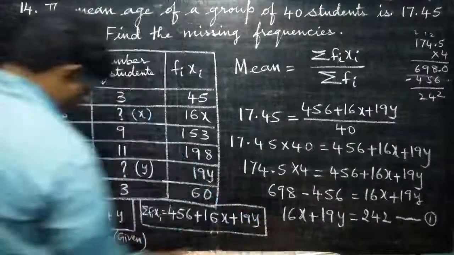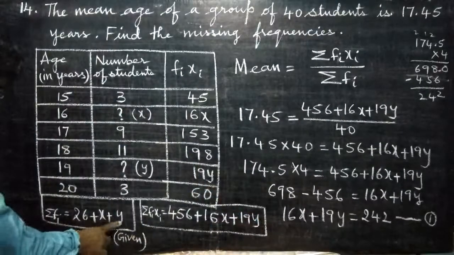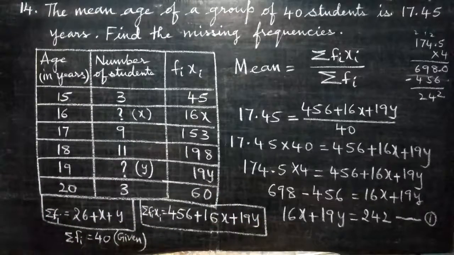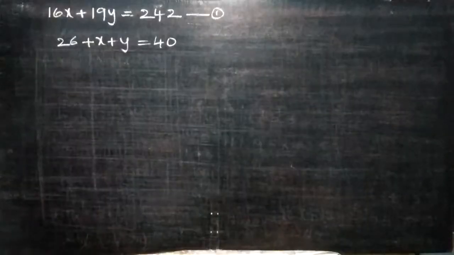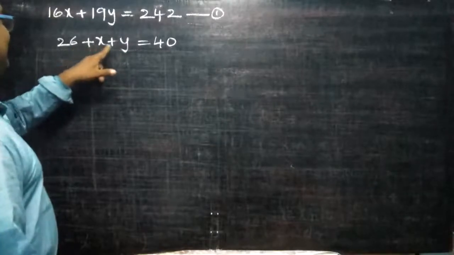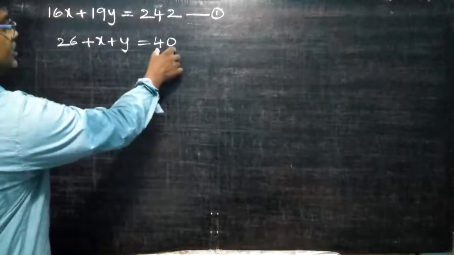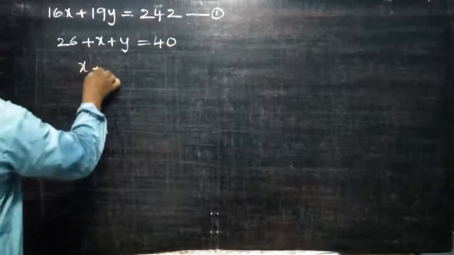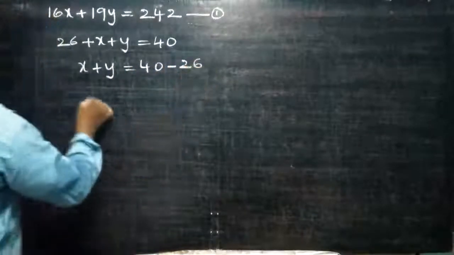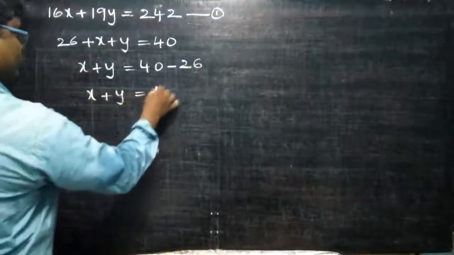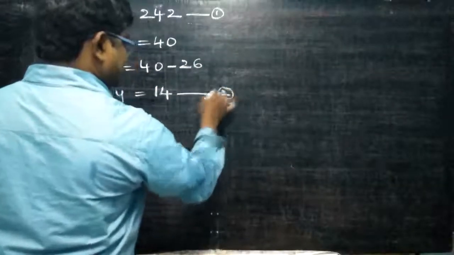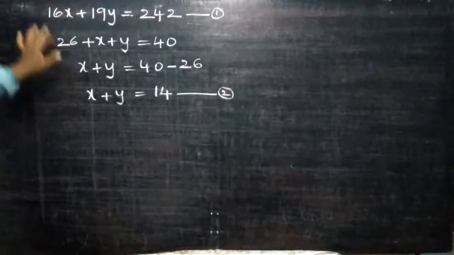One already we got. One is here, 26 plus x plus y is equal to 40. We will do that one. Now this is the sigma fi when we added, 26 plus x plus y, and this is given in the problem is equal to 40. Now we are simplifying. x plus y is equal to 40 minus 26. So x plus y is equal to 14. 40 minus 26 is 14. This is equation number 2. Now we got simultaneous equations.